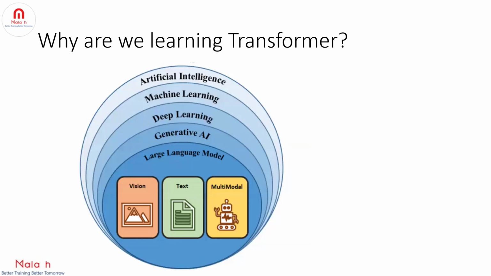Like I said in previous lectures, we already have a lot of pre-trained models and you do not need to build anything from scratch, right? But knowing the transformer architecture will help you build any model from scratch in case you need to, or it can help you understand how the pre-trained model works, right? So why are we learning transformer?